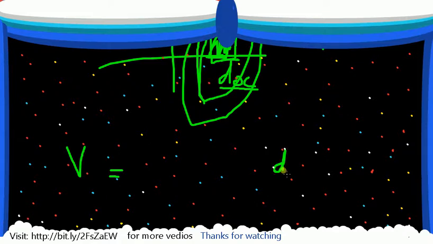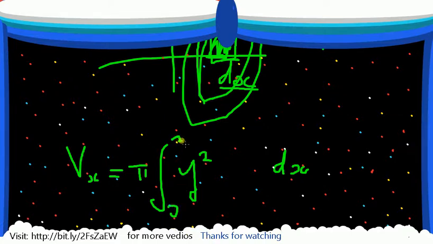strip. So if they say it's rotated in the x-axis, yes, a strip in the x-axis will be x, and then the limits will be given. You'll calculate them, or they will be given, depending.